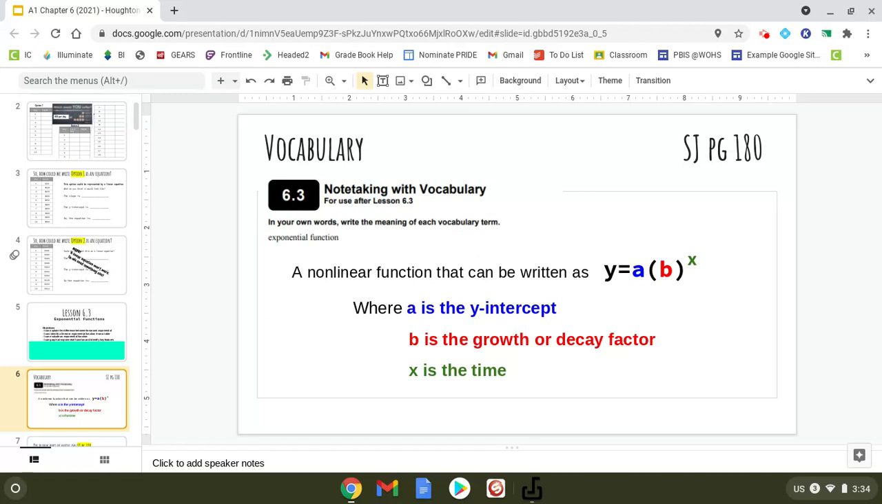And then I'm going to have you label what all the letters mean to kind of help you as we go on through the chapter. So first of all, a is our y-intercept. So it's where it's starting on the y-axis. The b is the growth or decay factor. So it tells us basically how the numbers are changing as we keep changing our values. And then x is our time.